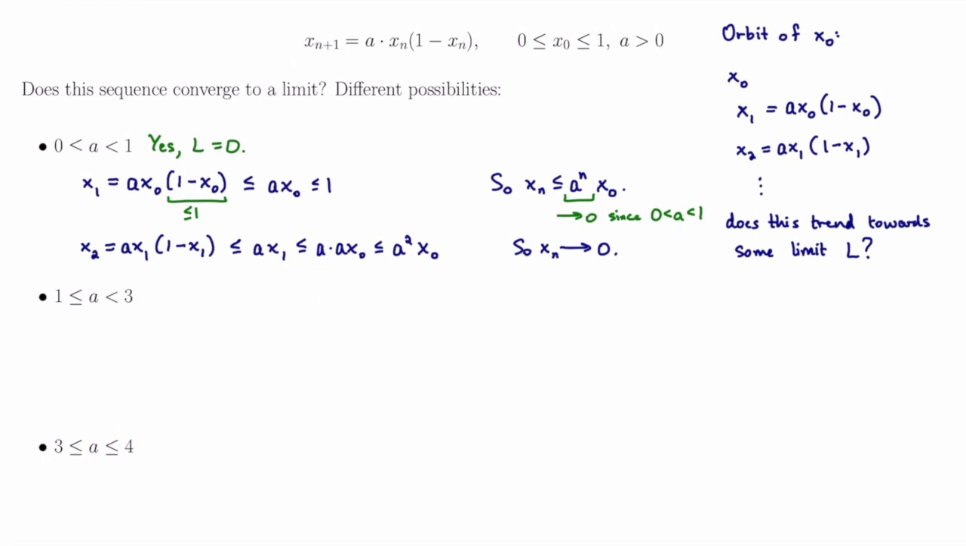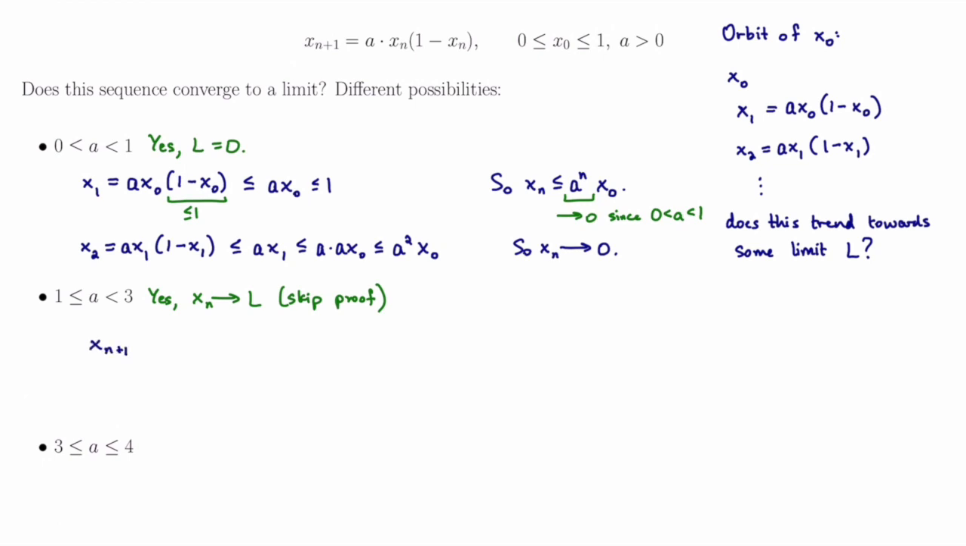For the next case, suppose that 1 is less than or equal to a is less than 3. We're not going to prove it here, but it turns out that this sequence will also converge to a limit. Let's call it L. We can compute what L is.